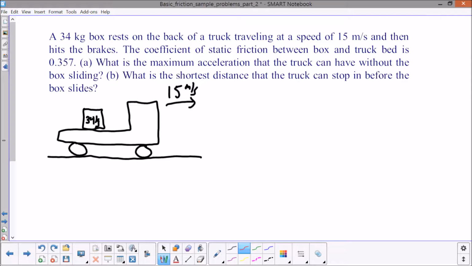And because the force of static friction is going to be acting against the direction that the box is trying to slide, since the box is going to try and slide forward relative to the truck, or to the right, this means that the force of static friction is going to be acting to the left on the box. It's the force of static friction that causes the box to slow down and stop. And so for this problem, I'm going to set it up so that the right is the positive x direction. And we need to look at the forces acting on the box.